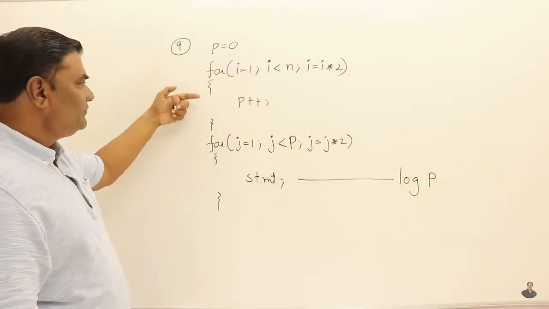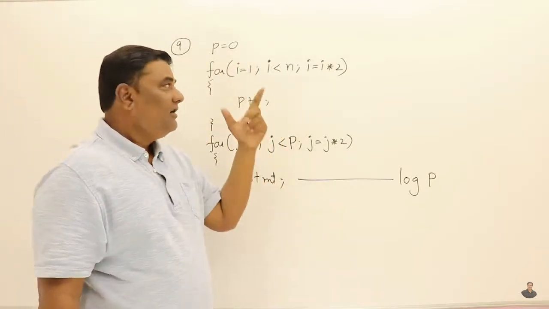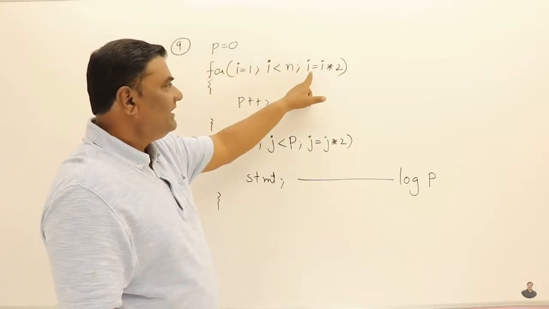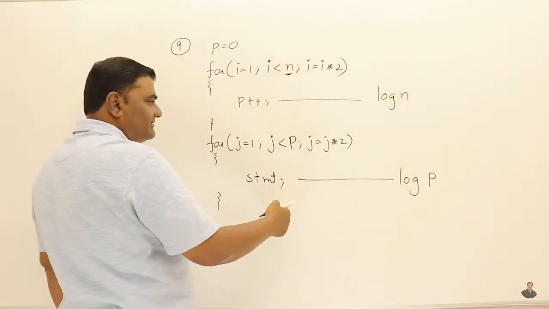What is the P? If you see the previous loop, here P is incremented. So P is incremented in this loop, so this P will take the value of the number of times this loop is repeating. How many times is this loop repeating? I take the values 1 to n, and I assign I into 2. So again, it's log. Log of what? It is log n. So the P value will be log n. And this statement will run for log P times.